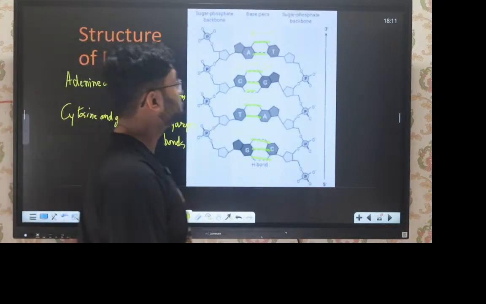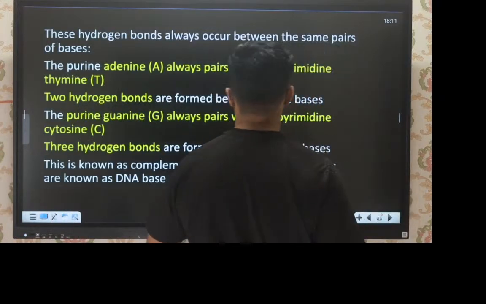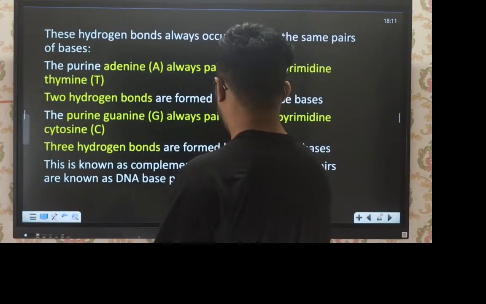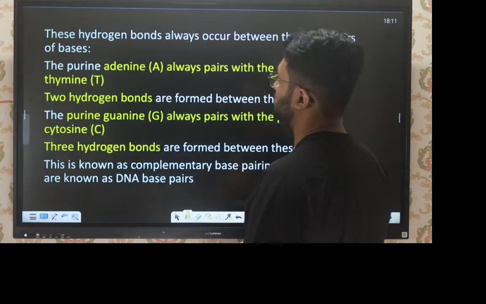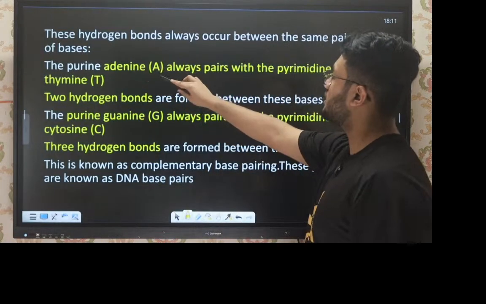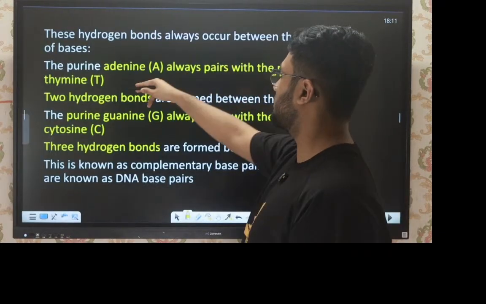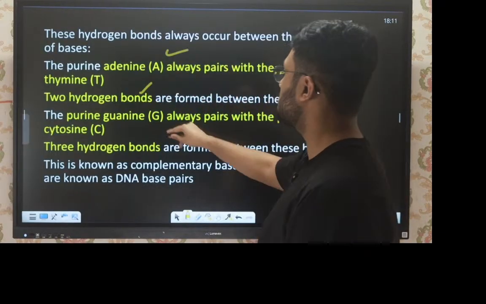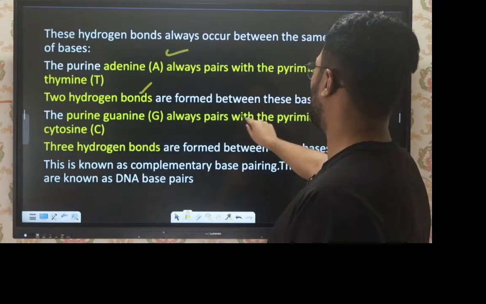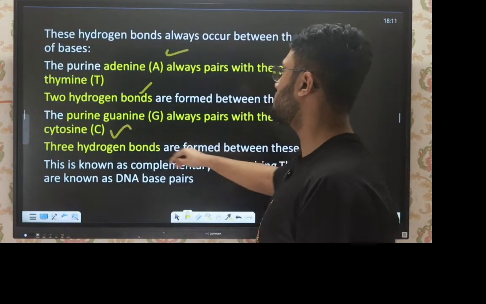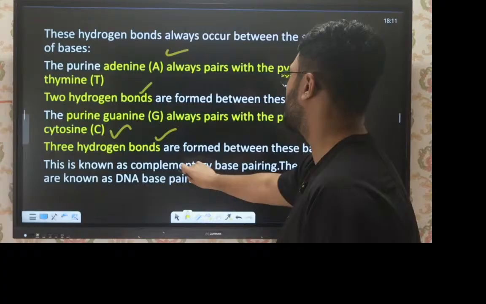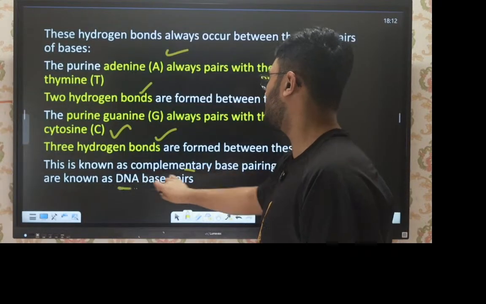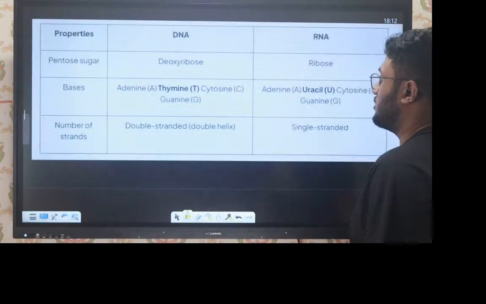What I already explained is already in here. So purine adenine always pairs with pyrimidine thymine, forming two hydrogen bonds. Guanine always pairs with pyrimidine cytosine, forming three hydrogen bonds. This is known as complementary base pairing, and they form DNA base pairs.